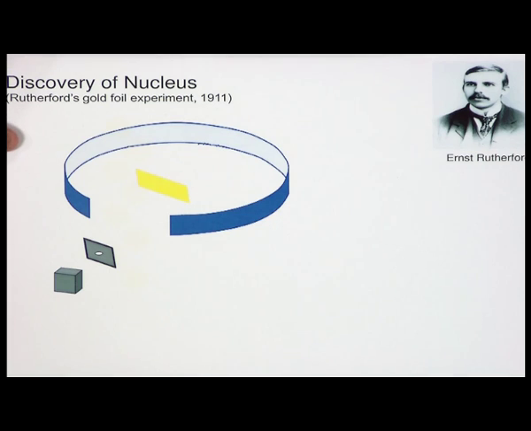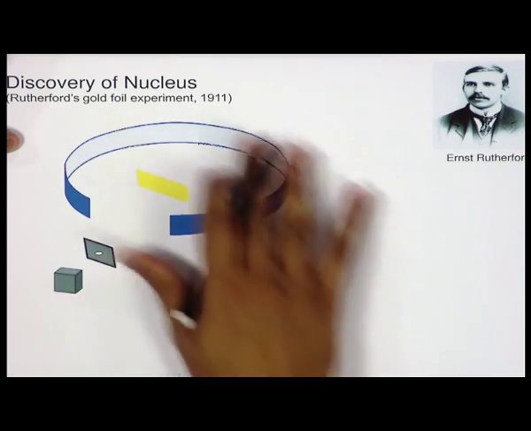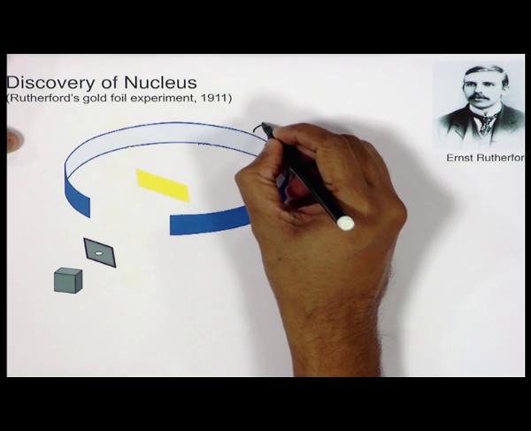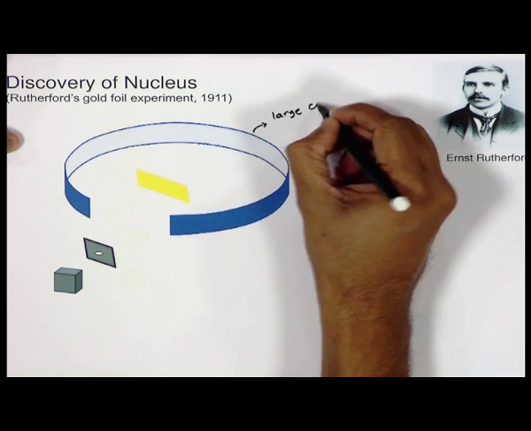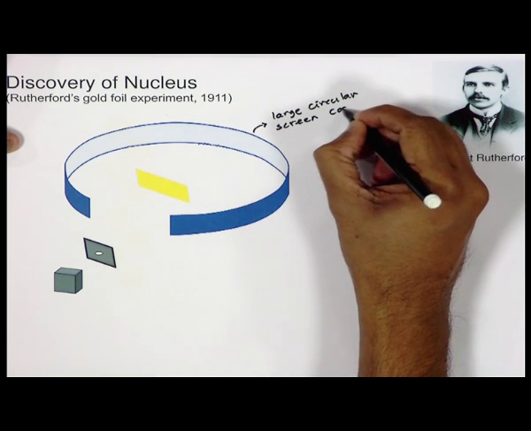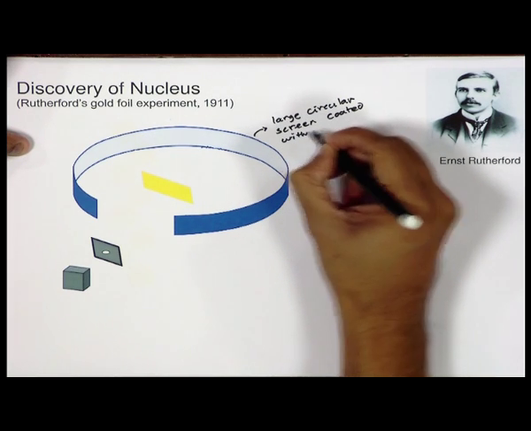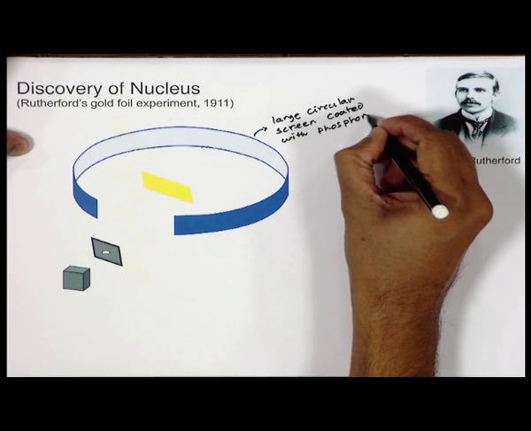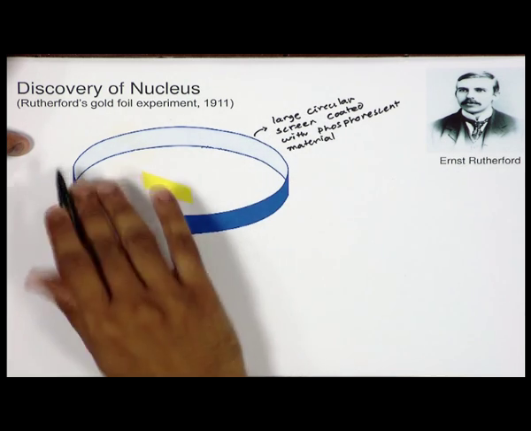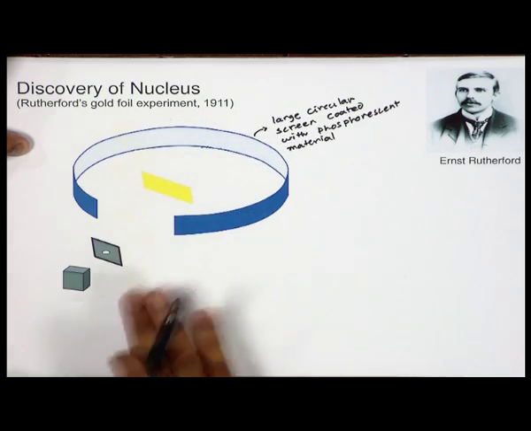One such experiment was carried out by Ernest Rutherford, which is famously known as Rutherford's gold foil experiment, carried out in the year 1911. The experimental setup is shown something like this, where you have a large circular screen which is coated with phosphorescent material. Again, you can use zinc sulphide. So, the inside is coated with phosphorescent material.